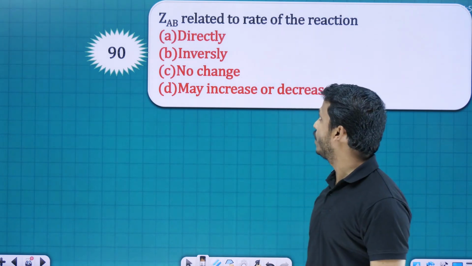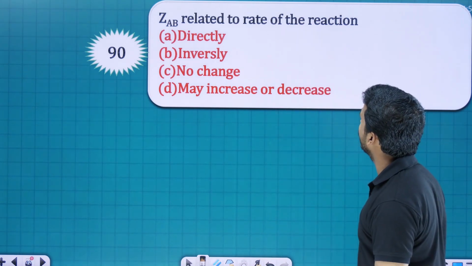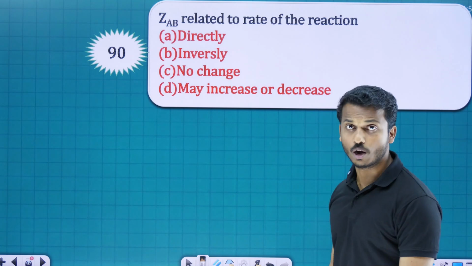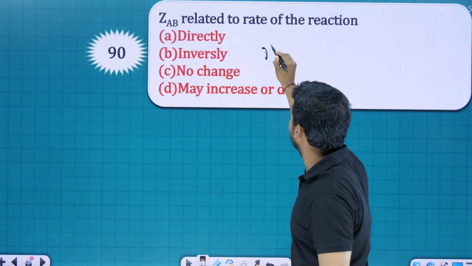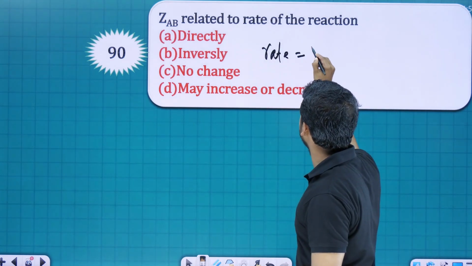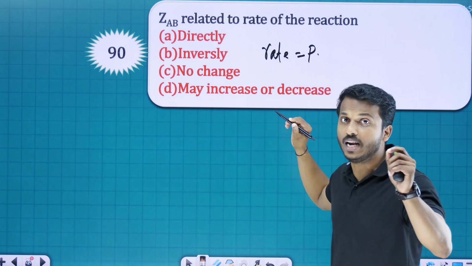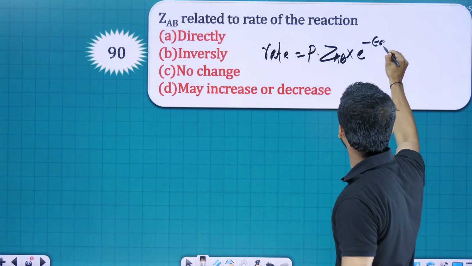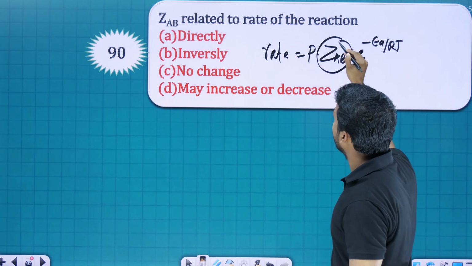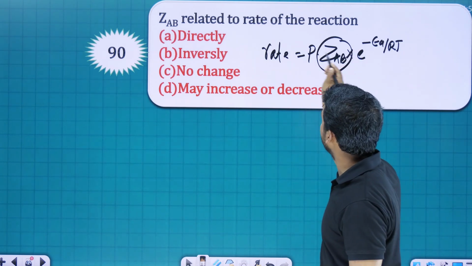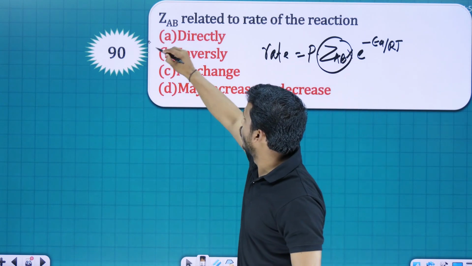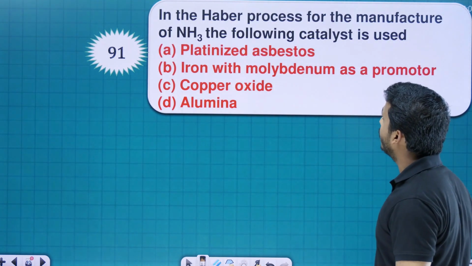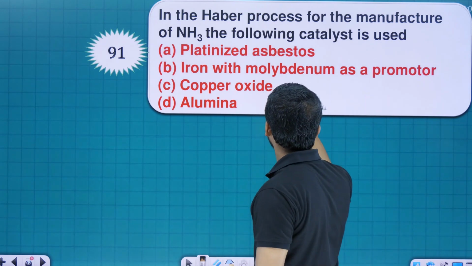ZAB is the reactant, okay. Z is what? Collision frequency. ZAB is related to the rate of the reaction, how is it? According to collision theory, rate is equal to P, the probability factor, into collision frequency into e raised to minus EA by RT. So how is ZAB related to the rate of the reaction? Directly proportional.